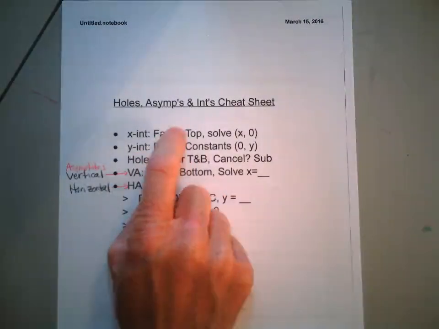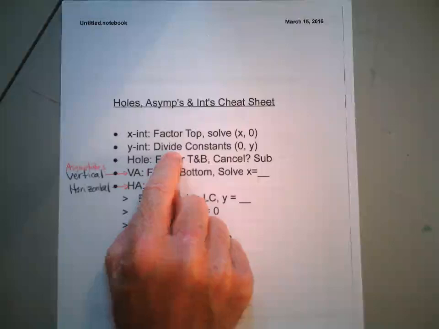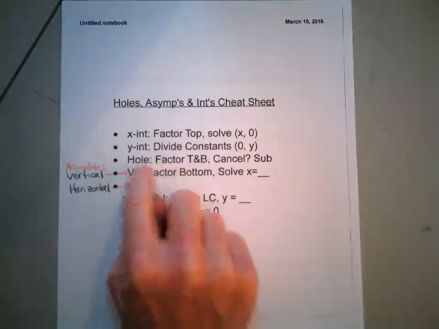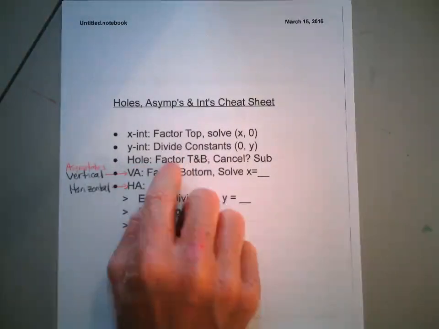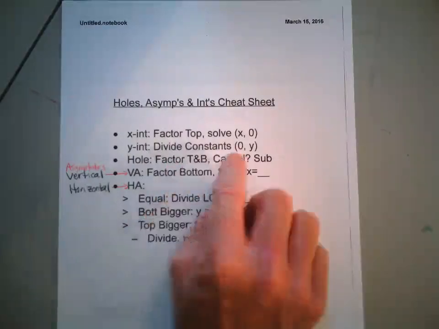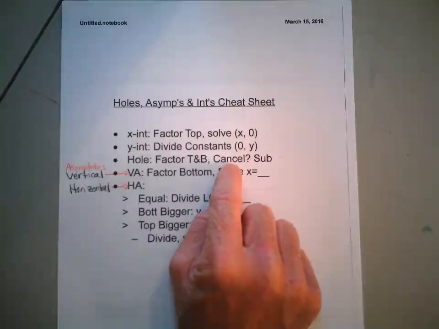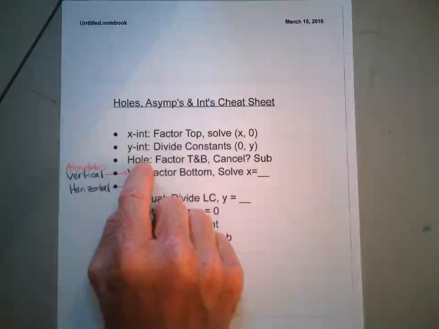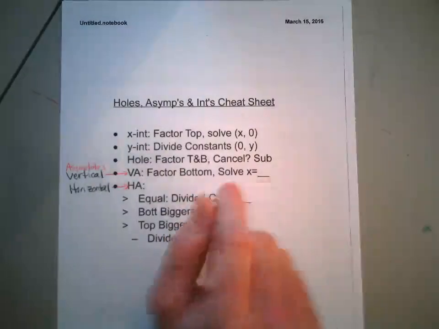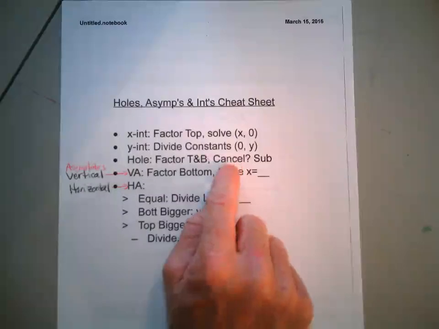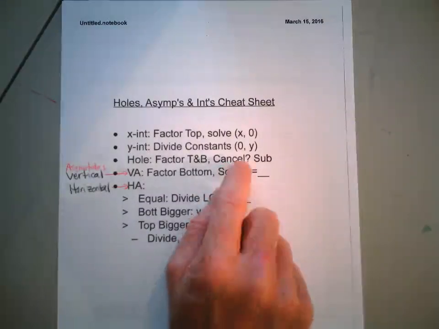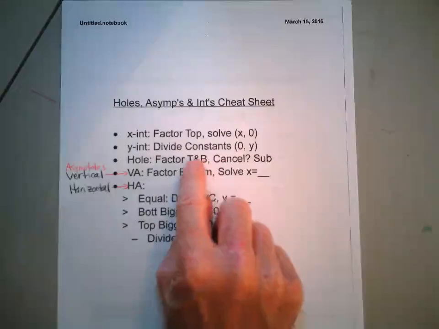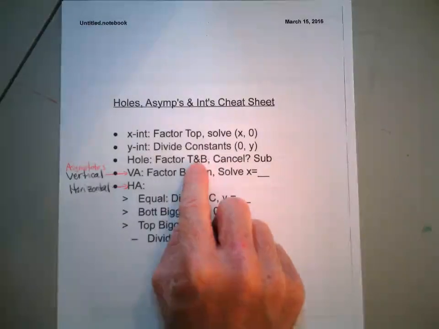After factoring both the top and the bottom, we'll find our holes. If we factor our top and our bottom and something cancels, then we have a hole. We'll substitute that back into the problem. We'll figure out what our hole is, and we'll move along. If nothing cancels, then you don't have a hole. But the big question there is, when I factor the top and the bottom, does anything cancel?